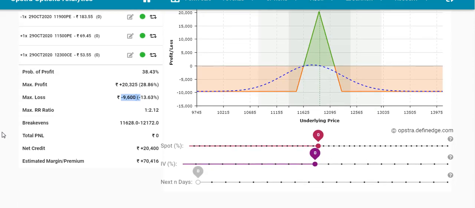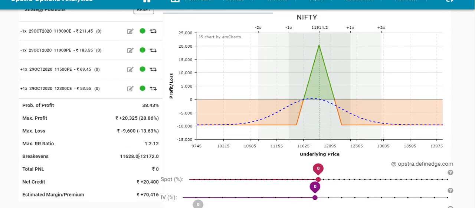So guys, here you can see now our new break even point is 12,172, and to the downside our break even is 11,628. We have created our short straddle at 11,900, but now our break even is 12,172. If we subtract, 12,172 minus 11,900, this is somewhere around 272 points. So we will consider it as 250 points.